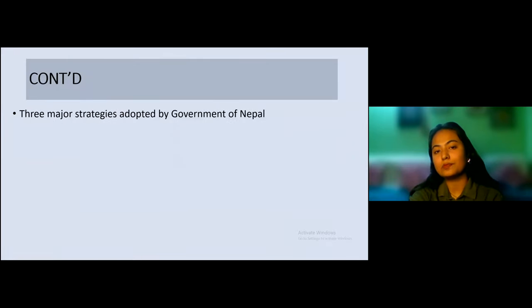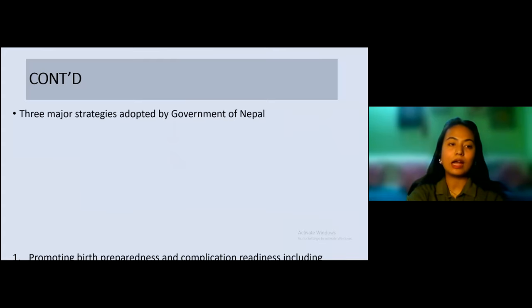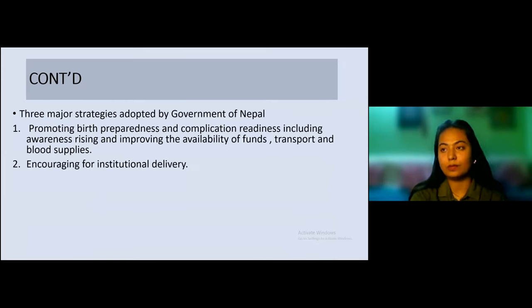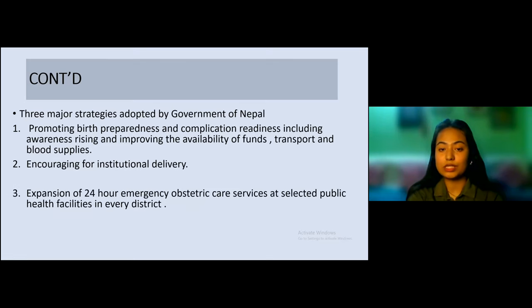The three major strategies adopted by the government of Nepal to overcome those challenges are promoting birth preparedness and complication readiness, including awareness raising and improving the availability of funds, transportation for its geographical terrain, and blood supplies. Encouraging institutional delivery, because still in many parts of Nepal, people are really shy and not that aware to visit proper medical institutions for delivery services. So they request their relatives or known persons for the delivery. But the government is encouraging them for institutional delivery because home delivery is risky. And the expansion of 24-hour emergency obstetric care services at selected public health facilities in every district, which is about 75 districts in the whole of Nepal.